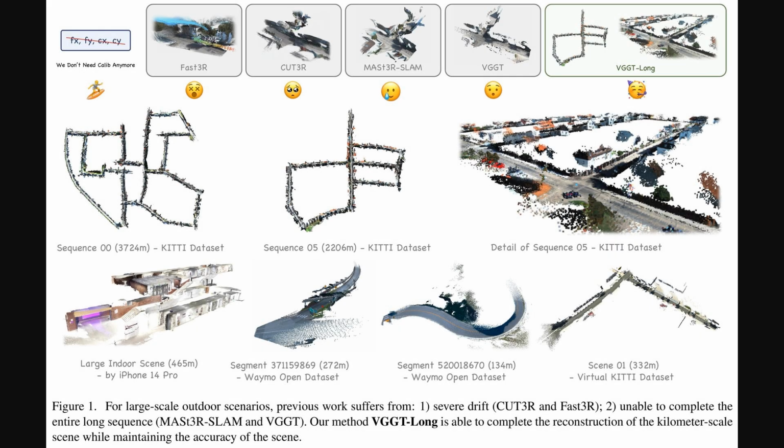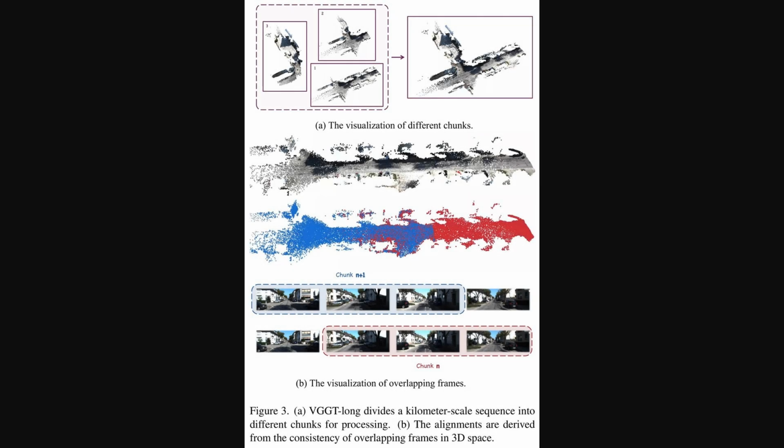The opening figure here tells the whole story. It compares VGGT-Long against 4 other recent methods on a kilometer-scale driving scene. You can see how methods like Fast3R and Cut3R suffer from severe drift. That's where small errors accumulate and warp the final map. Others, like the original VGGT, just fail to run the whole sequence due to memory. But VGGT-Long produces a clean, accurate reconstruction, and it does this across various datasets, even from an iPhone, without needing pre-calibrated camera details. So, how does it actually achieve this?